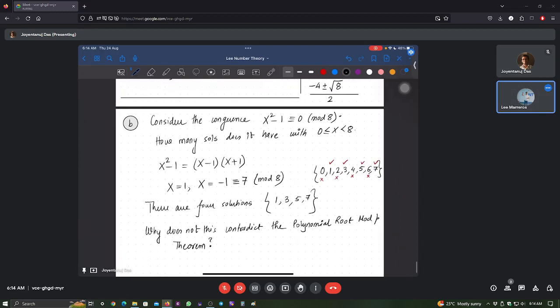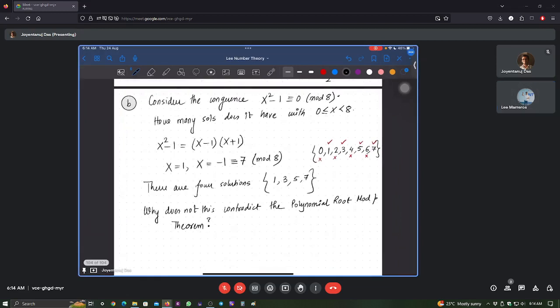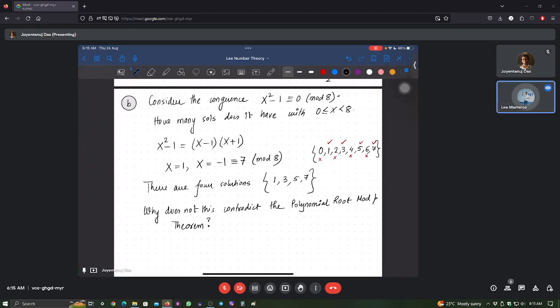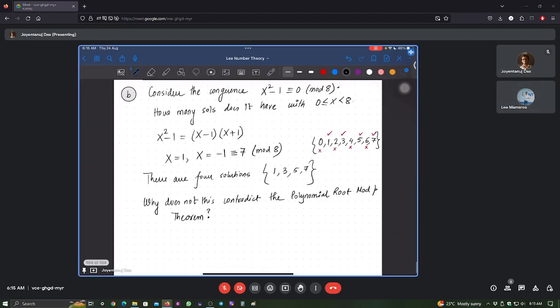Yes. So, the theorem that we learned, this polynomial root theorem, is saying that the maximum number of incongruent solutions that a polynomial equation can have is the degree of the polynomial, right? Yes, but here the degree is 2, but we are getting 4 solutions. So why is it not contradicting the theorem?